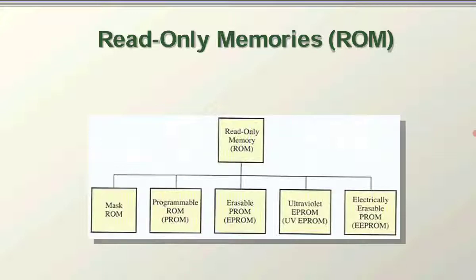So this type of chip is called erasable programmable read-only memory, or EEPROM. Generally the data or information on these chips is erased or deleted by using ultraviolet rays, or UV rays.